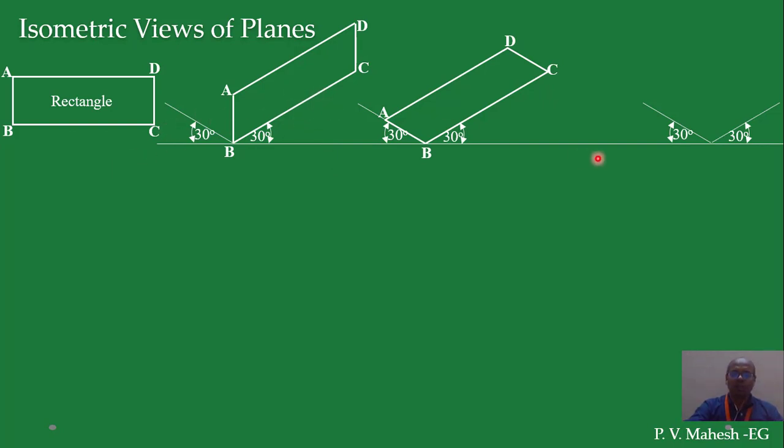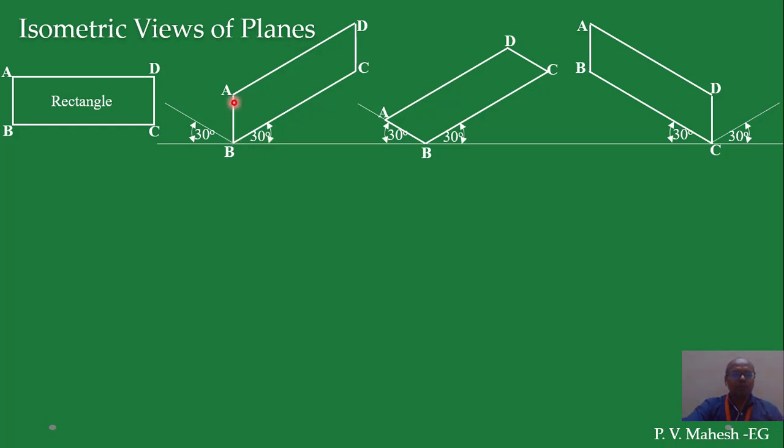So we will see the other views also. We are thinking the observer is looking from this side. So this is the front view, this is the top view and this is the side view. If a rectangle is there in the solid and if the rectangle is in the front view, it will be like this. If the rectangle is in the top view, it will be like this, and if the rectangle is in the side view, it will be like this. How we got this, we will discuss again.